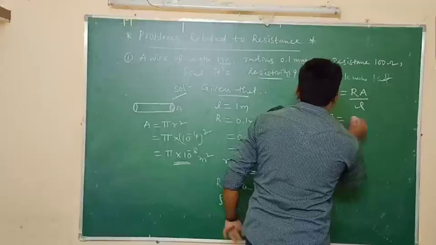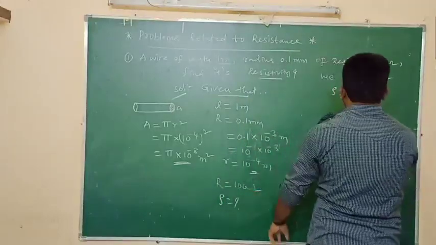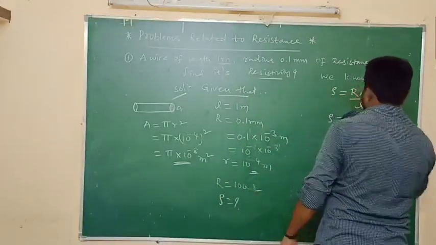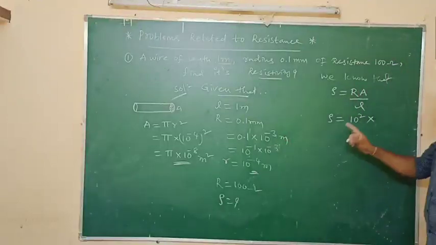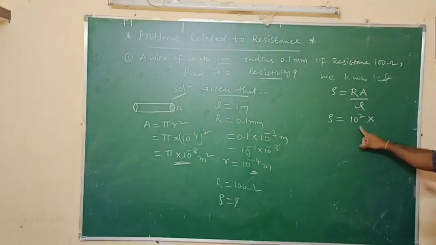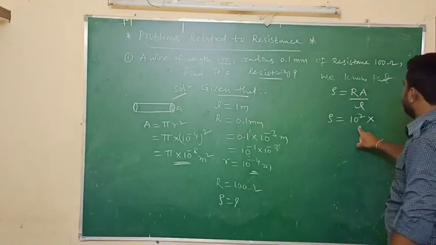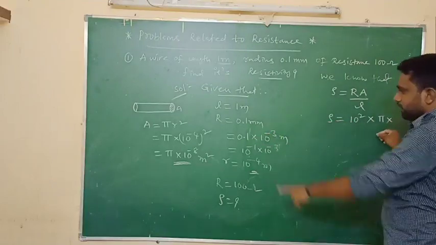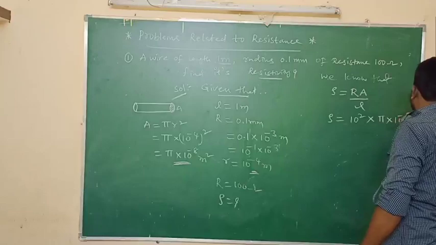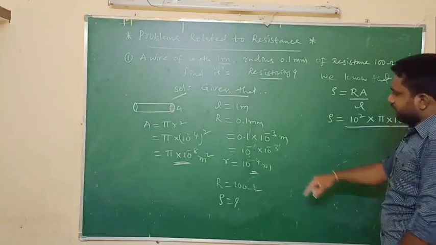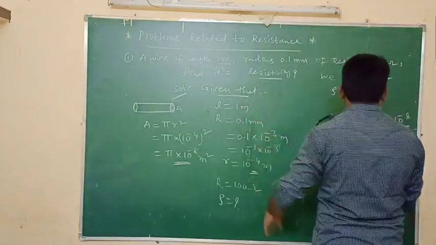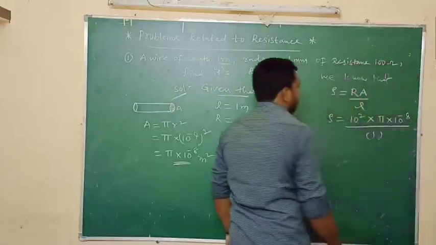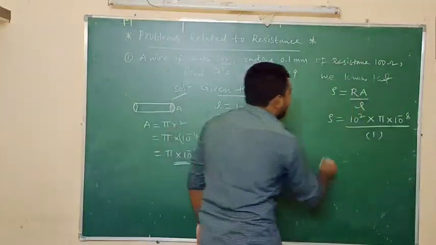So rho equal to R, that is 100. Instead of 100 I am going to write it in powers, 10 to the power of 2, it is very easy to solve the problem. Next, the cross section area equals pi into 10 to the power of minus 8. What is the value of length? Length equal to 1 meter, simply 1. Now we have to simplify this.